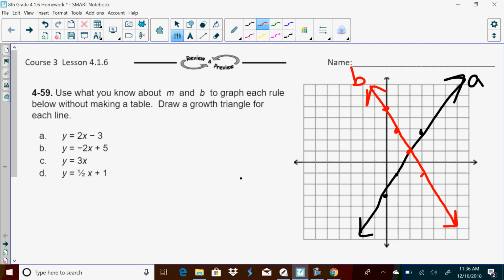And then C is 3x, so it starts at 0. And then I'm going to go up 3 over 1. Let's graph C. And then D was a little different. It starts at positive 1, but it goes up a half and over 1. So it looks kind of like that.